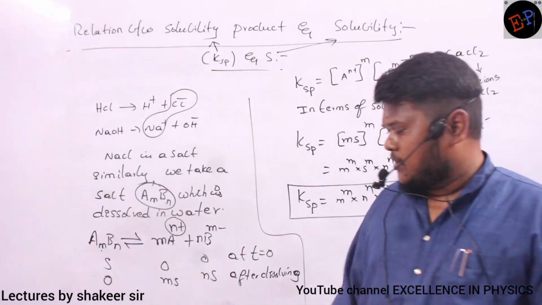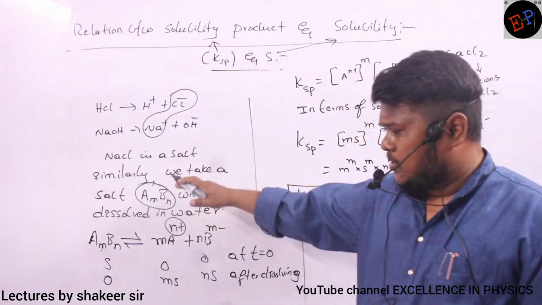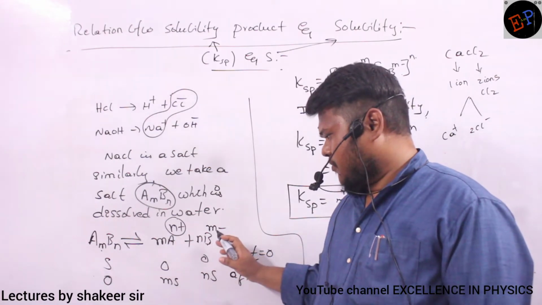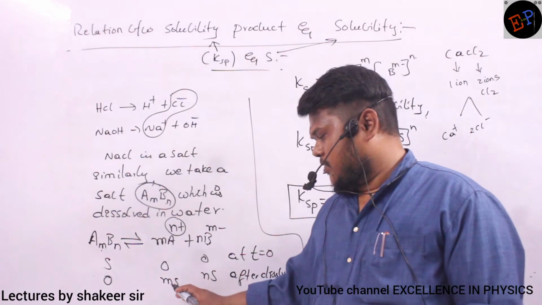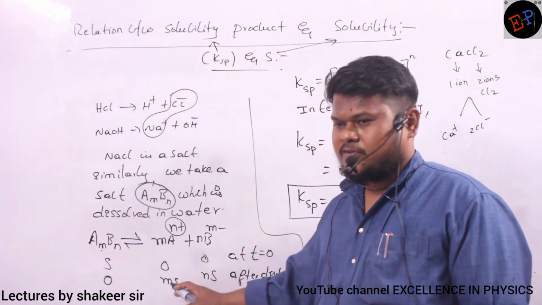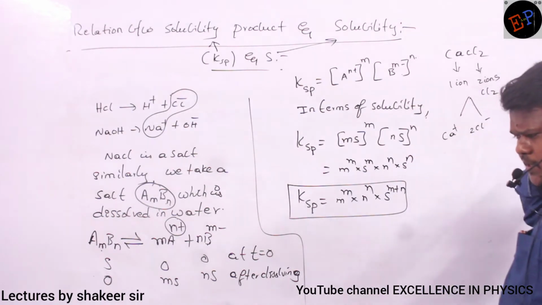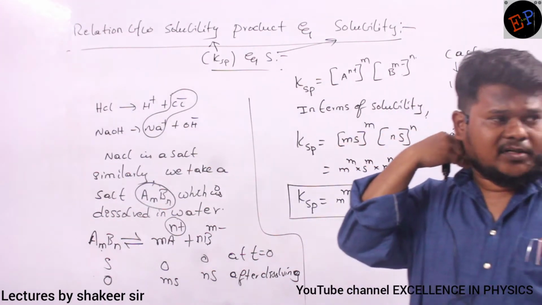Are you able to understand? What is S here? S is called the solubility of the salt. Are you able to understand what is happening? Clear, no? First of all, you have to understand why we got A to the M plus and B to the N minus, and why the concentrations have become M into S and N into S. Now, after writing this equation, I want to write the Ksp, the solubility product, of the solution.